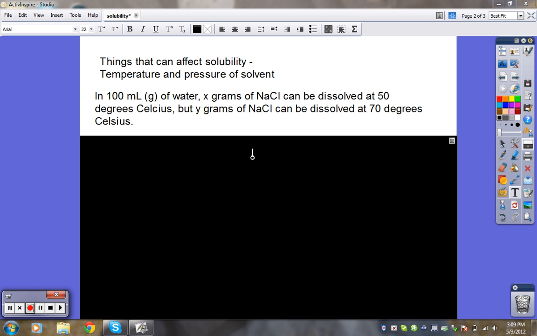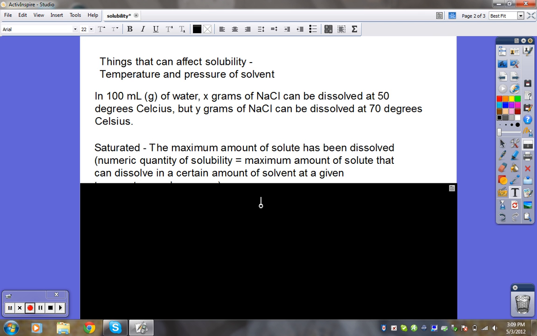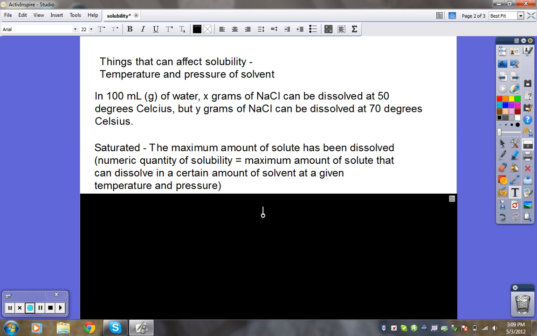And so some of the terms we use to describe how much has been dissolved are as follows. If you have dissolved the maximum amount of solute that you can possibly dissolve, so whatever that X grams is at 50 degrees in 100 grams of water, we would call that saturated. You say something is saturated when the maximum amount of solute that can be dissolved has been dissolved. And you can actually have a numeric quantity. So, this is saturated when this many X grams has dissolved at a given temperature and pressure.